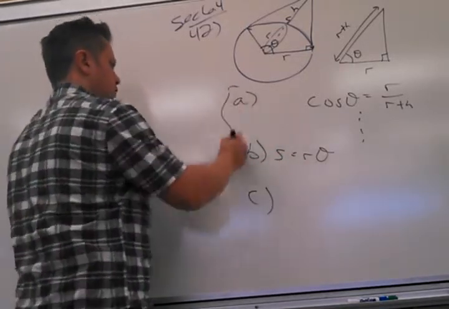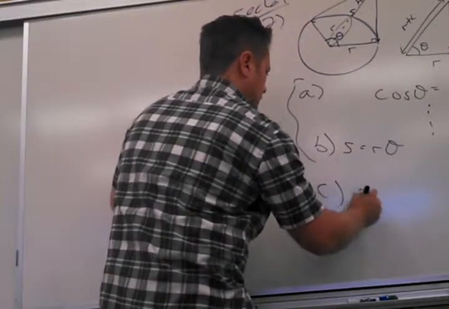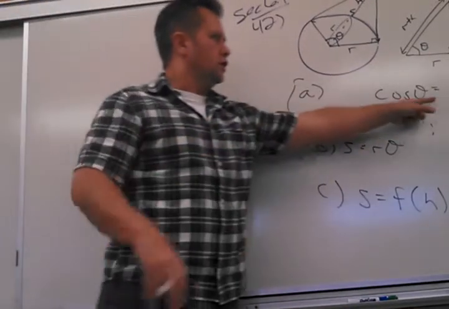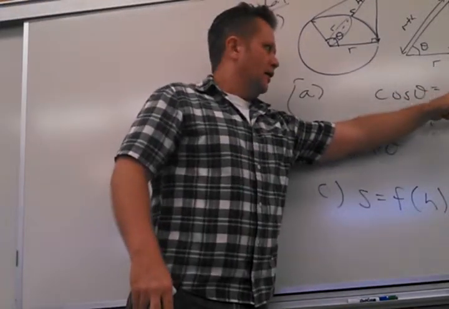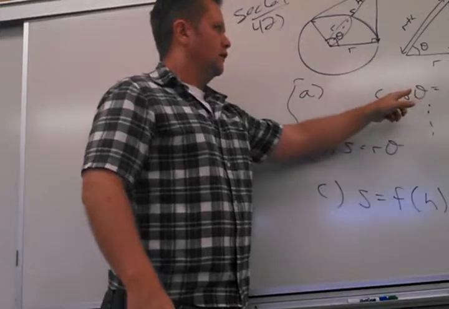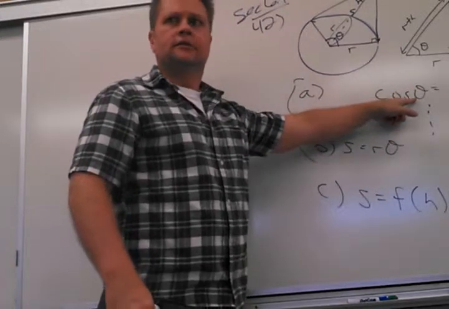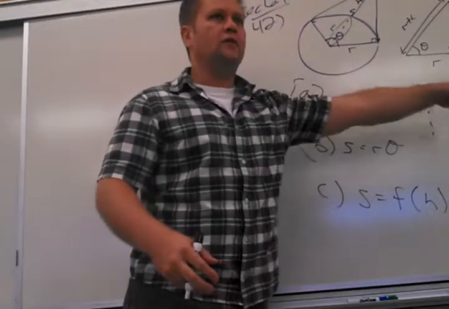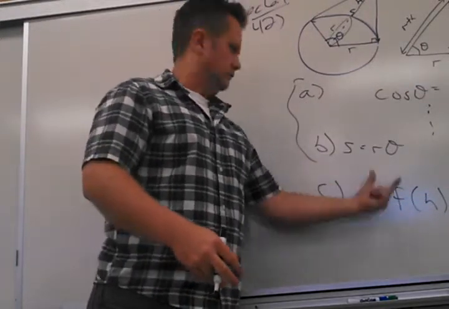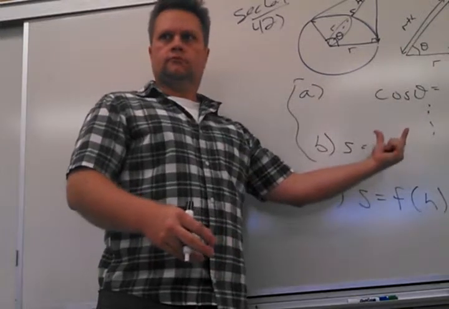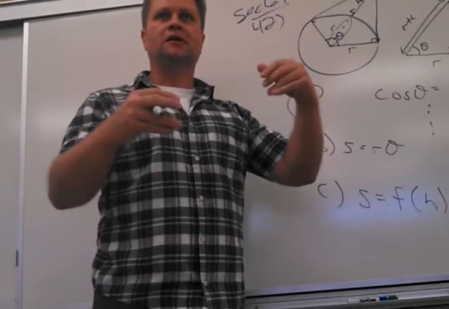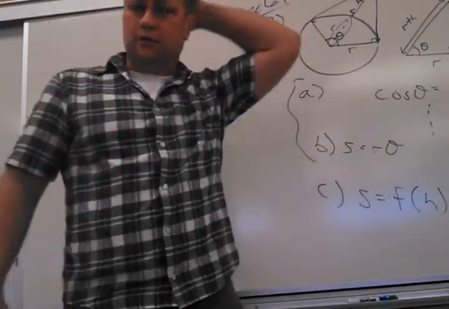Part C is where they merge these two. Part C says, I want S as a function of H. And of course, here you're going to have H as a function of theta, right? So you can get theta as a function of H and then plug that in here. Not surprisingly, it's going to involve the thing that 6-4 is all about, which is inverse trig functions.